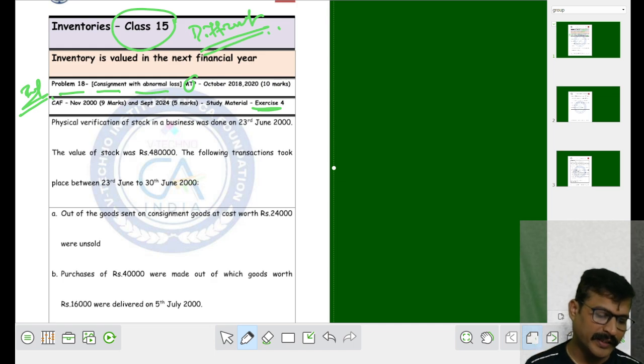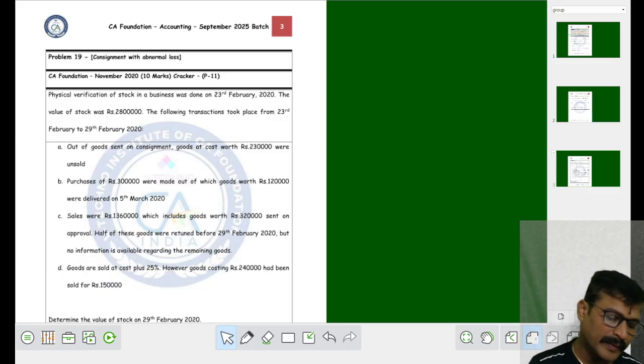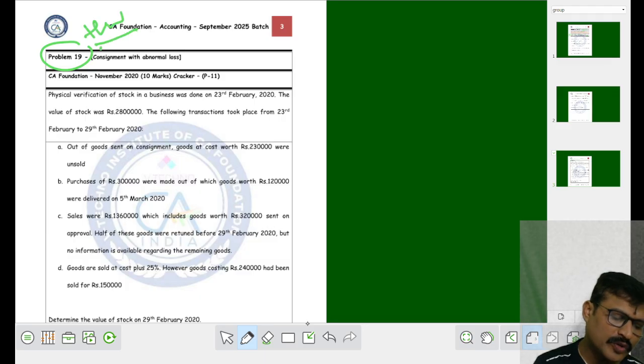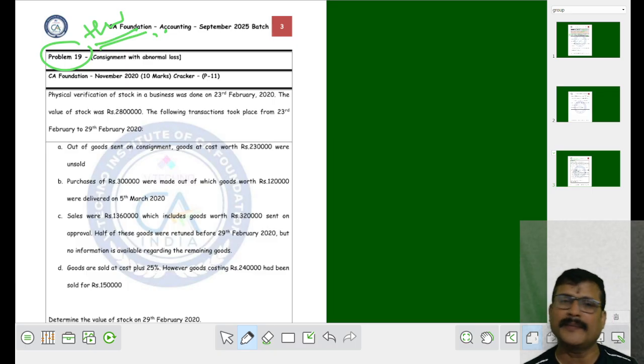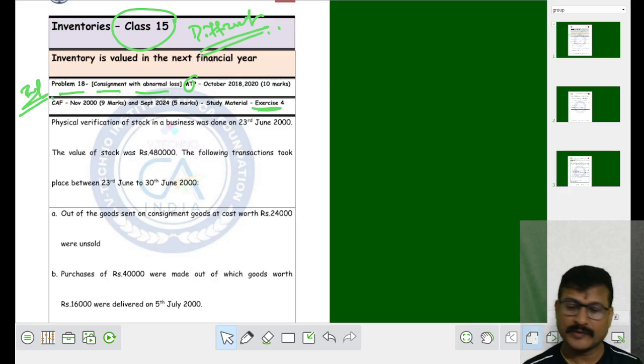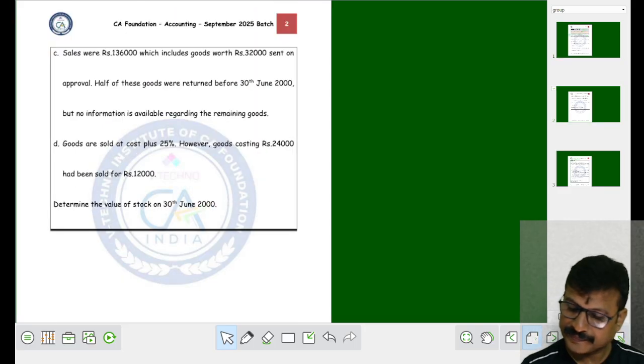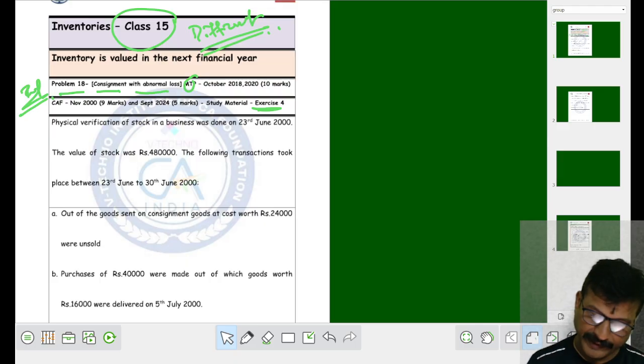Two problems are there, problem number 18 and problem number 19. I will solve problem number 18, and problem number 19 you have to solve on your own as a homework problem. It is a similar problem, the change is only in the numbers. Okay, shall I read? See what happened here.